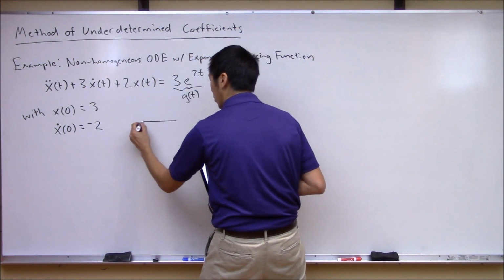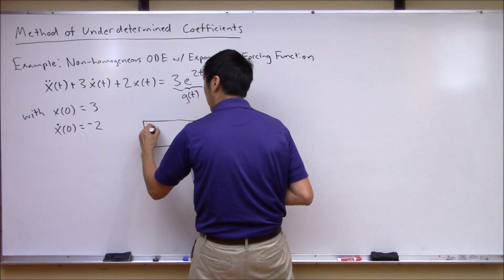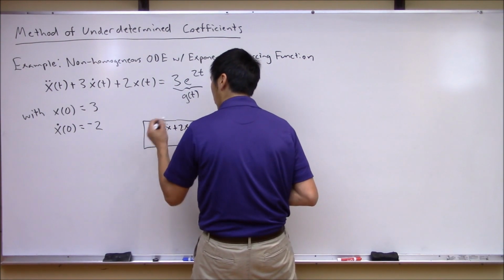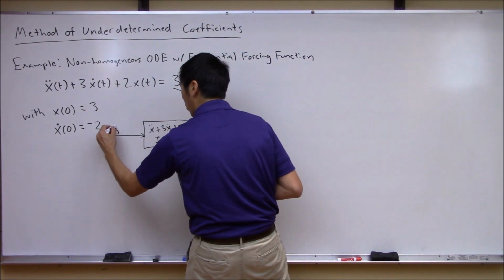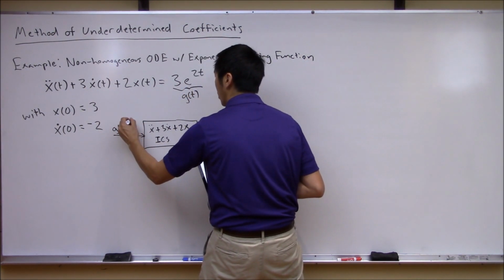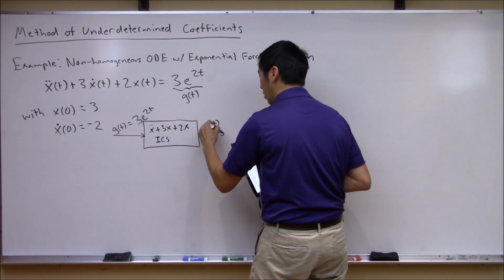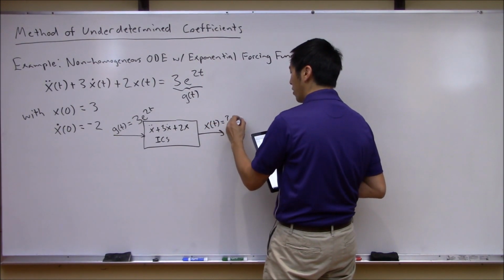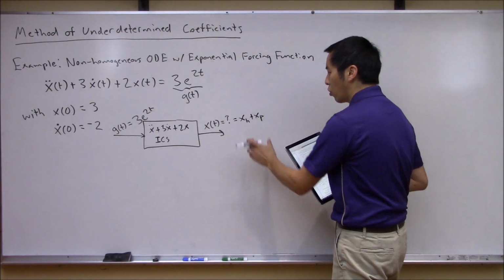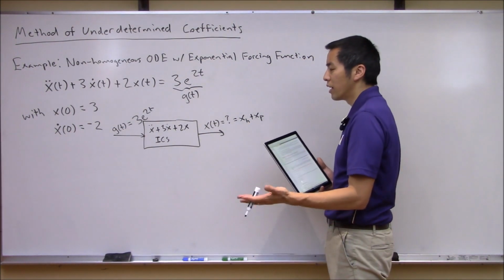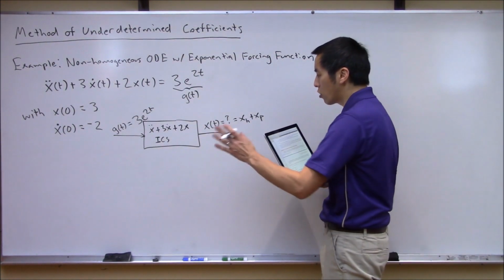So the picture that goes along with this is you basically have your system, which is governed by x double dot plus 3x dot plus 2x, with these initial conditions here. And now what's going into this is an input of 3e to the 2t, and we now want to know, what does x of t look like? We now know that this is the homogeneous response plus the particular response. So the goal is to find the homogeneous and the particular response and put them together to get the total response of the system. That was our game plan. Okay, so let's go ahead and get started.